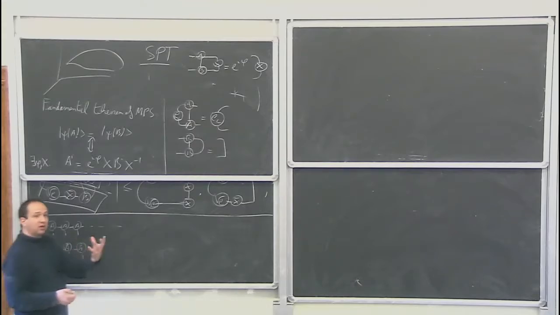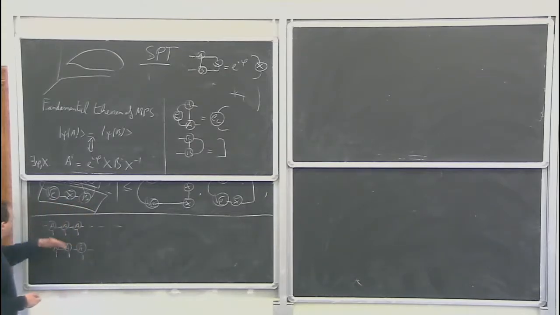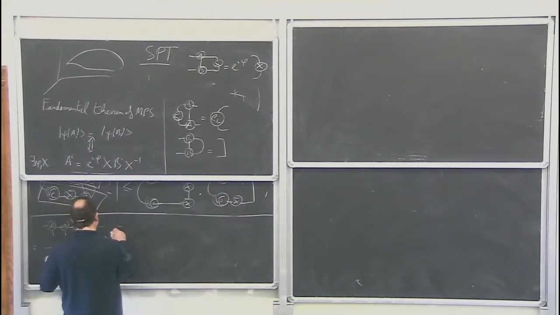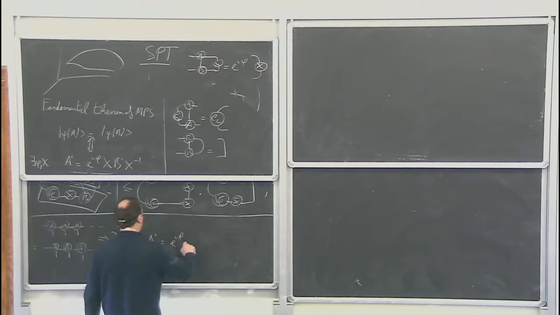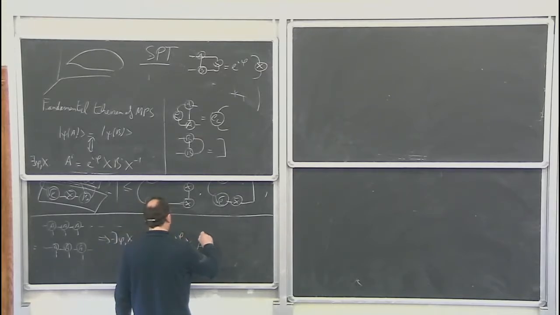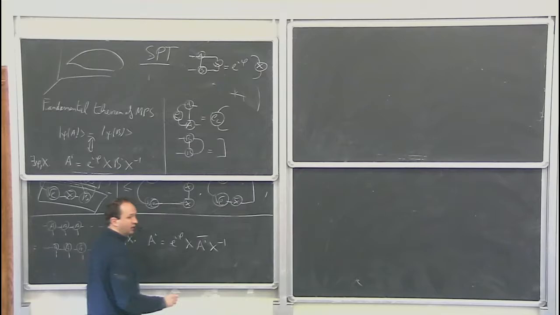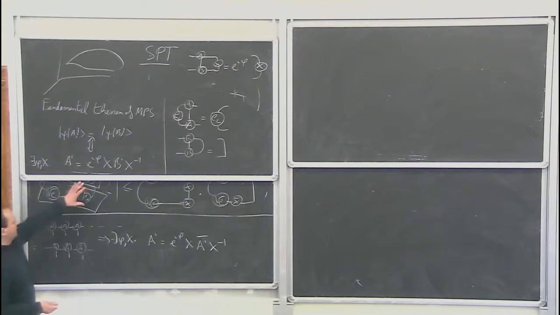And if your Hamiltonian has time reversal symmetry, that means that if you take the conjugate of your Hamiltonian, it remains invariant, then the ground state must have this property. So this is A, this is B. That means that there must exist a phi and an x such that A^i is equal to e^{iφ} x Ā^i x^{-1}. So there must exist such an object. This follows from this fundamental theorem.